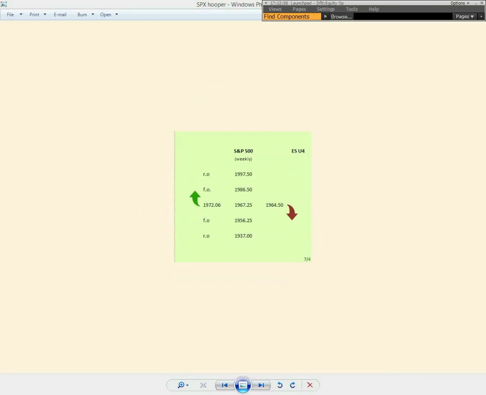So this is a question for Vince. At the beginning of the year, you said one of the most important things to watch is going to be the yen. Do you still think that now? And do you have any thoughts?